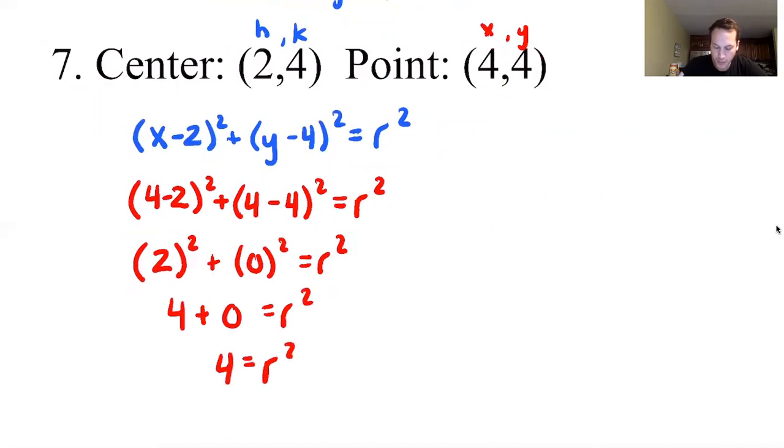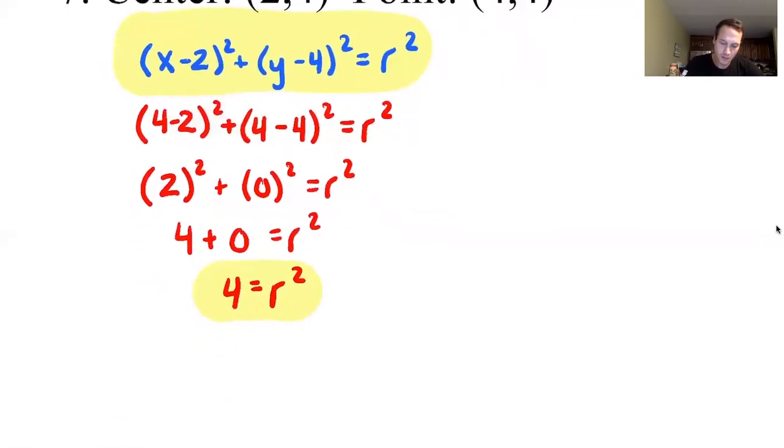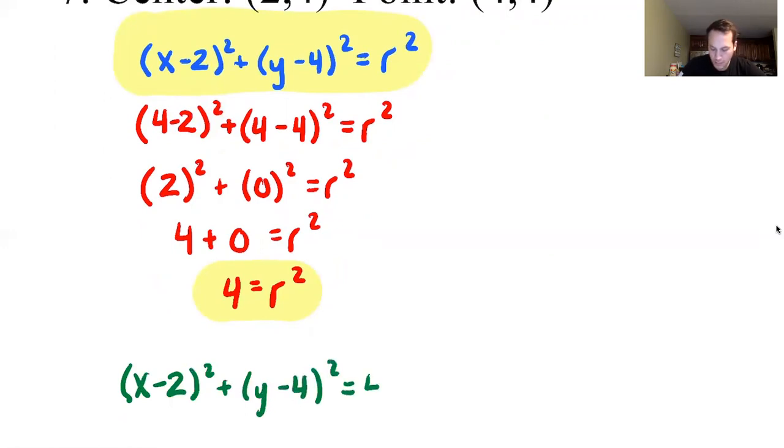Four equals r squared. Ladies and gentlemen, our answer is going to come from this. That was sloppy. And this. Okay. Final answer is going to be x minus 2 squared plus y minus 4 squared is equal to 4.